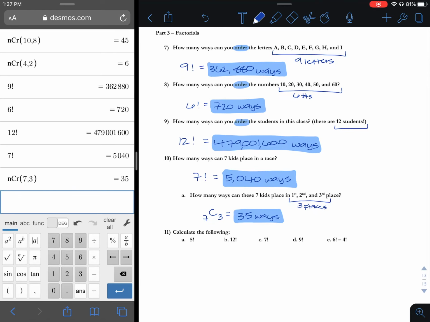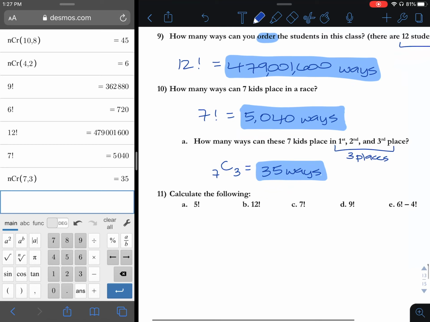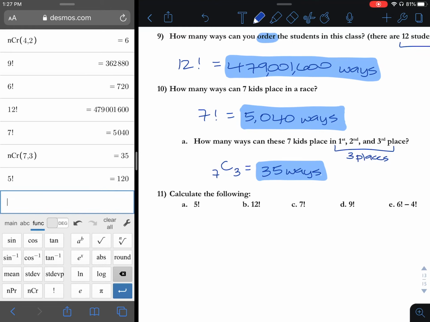All right, this last part is just calculating the following. All we've got to do is find those values. We don't have to do much with that. Okay, so I'm going to do A with you guys. So we want 5 factorial. So 5 again in my calculator function, go to that exclamation point, press enter. This is 120. This is a good opportunity to pause the video, try those last 4 on your own, and then play back when you are ready.